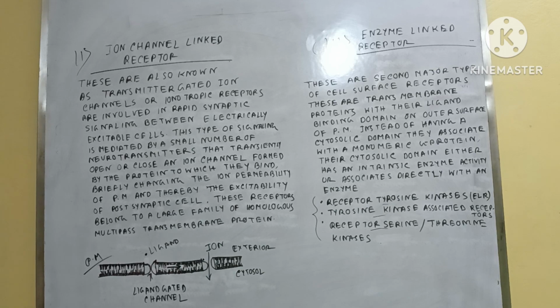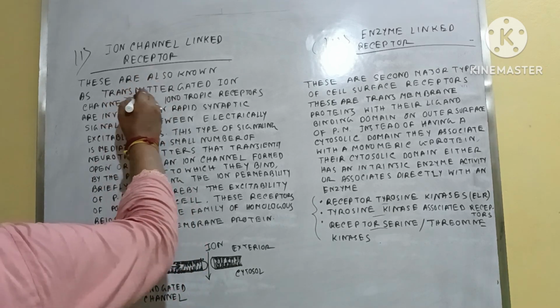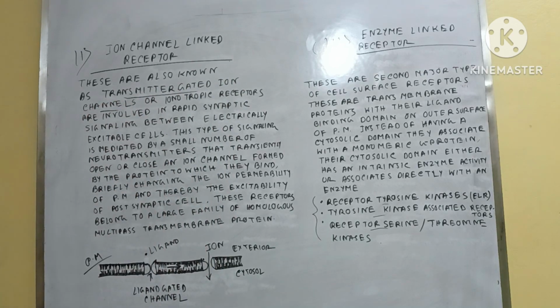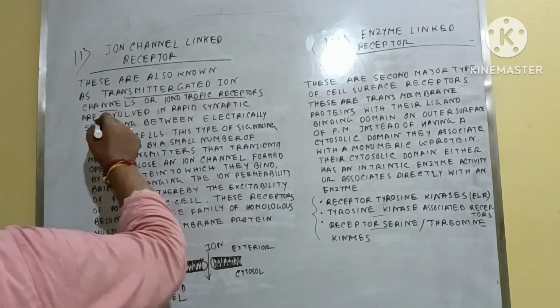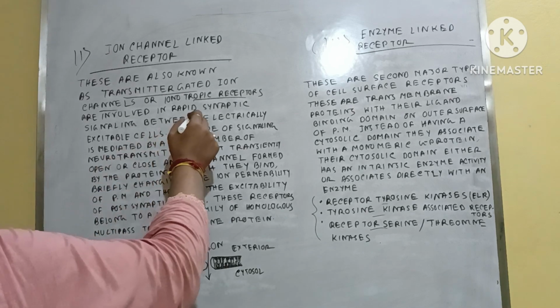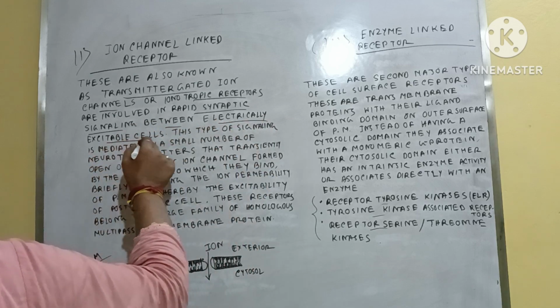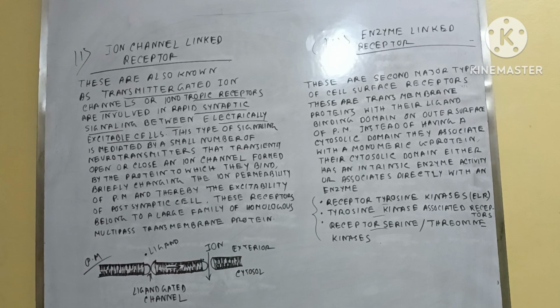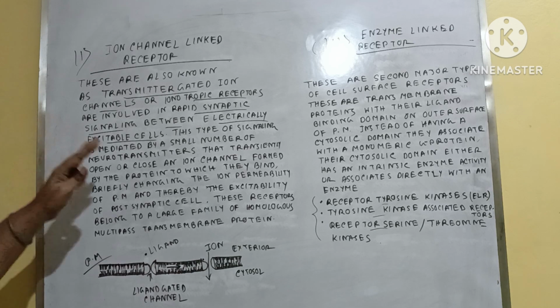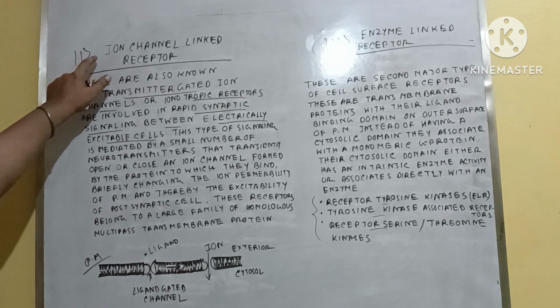These are also known as transmitter gated ion channels, or ionotropic receptors, which are involved in rapid synaptic signaling between electrically excitable cells. This type of receptor is generally seen in nerve cells, which are electrically excitable cells, and the cell signaling process occurs here with the help of this type of receptor.